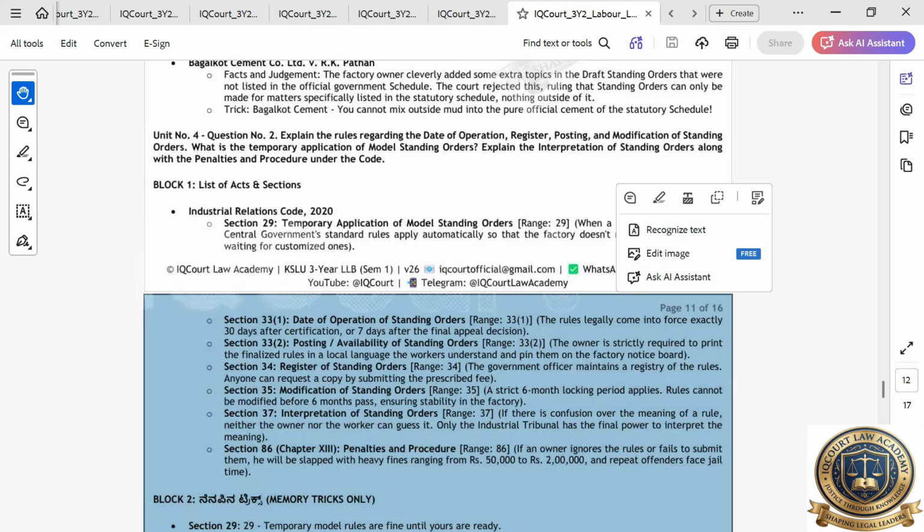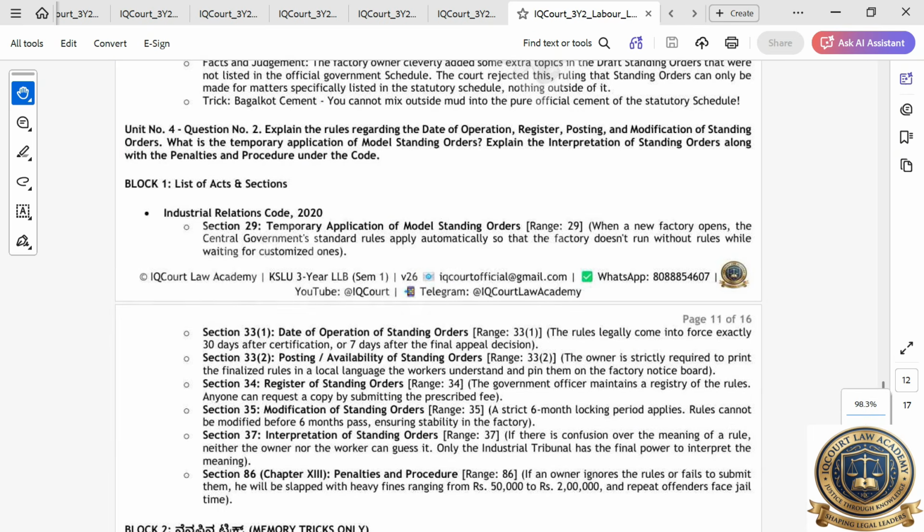You will get the same questions in the exam. You go and write, and you come back and tell me whether you got the same questions or not. You will definitely tell me you got the same questions, all from IQCourt Law Academy study materials. I will also reply that I knew it.